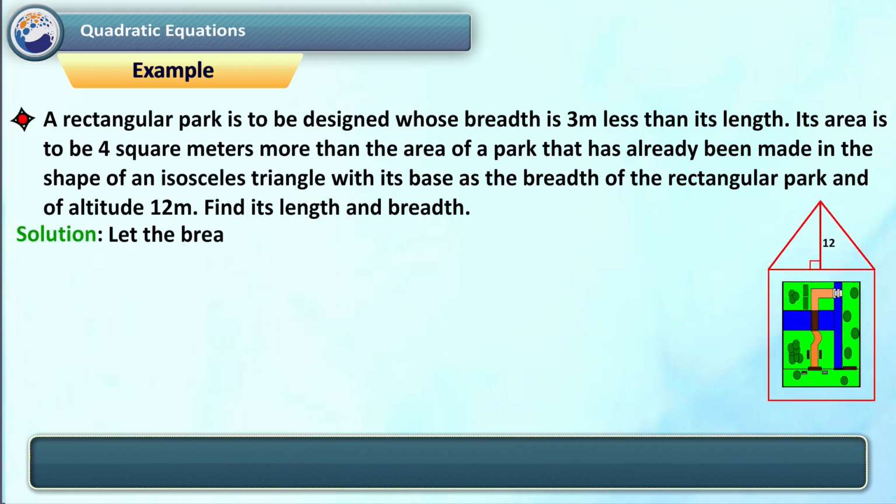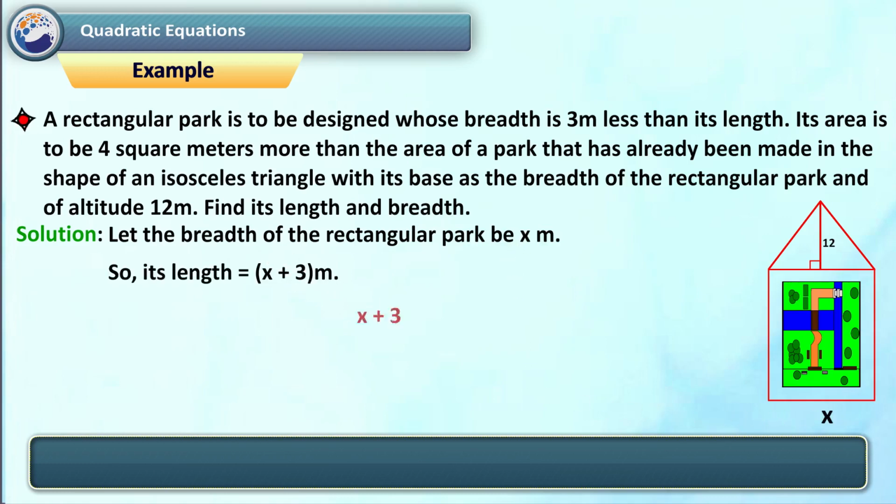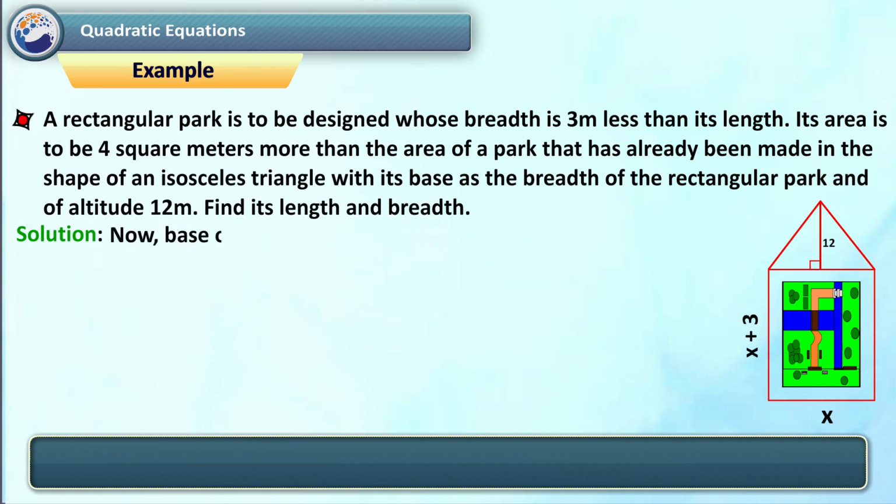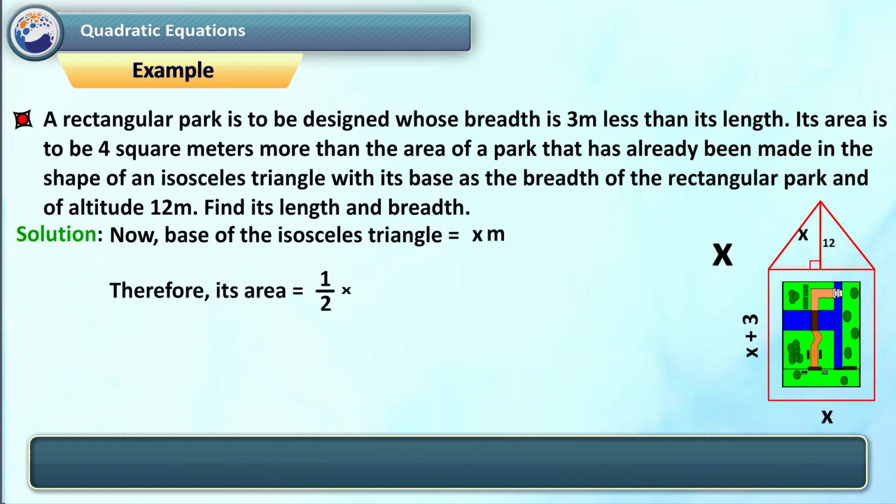Solution. Let the breadth of the rectangular park be x meter, so its length is equal to x plus 3 meter. Therefore, the area of the rectangular park is equal to x into x plus 3 meter squared, which is x squared plus 3x meter squared. Now, the base of the isosceles triangle is equal to x meter. Therefore, its area is equal to half into x into 12, that is equal to 6x meter squared.